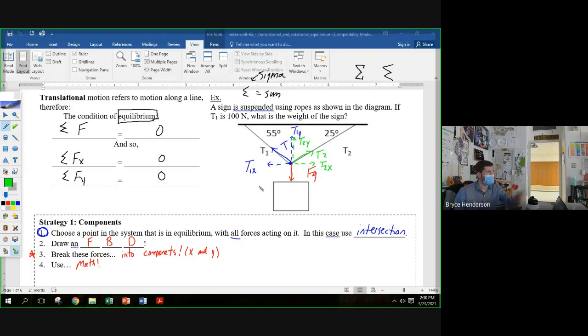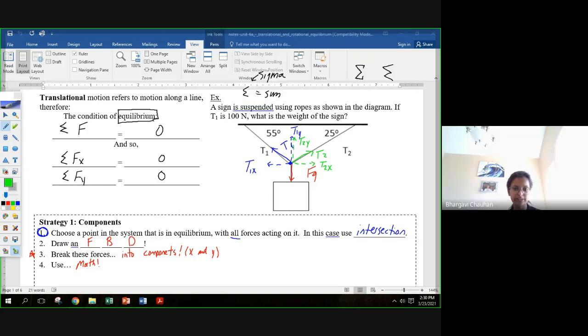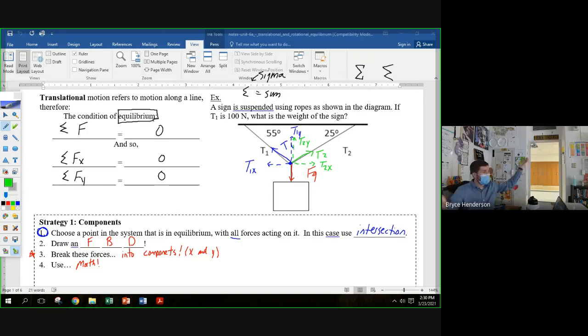Any ideas? We're going to set them equal to each other, because if they're the only two things pulling apart, they have to balance, right? And what do you notice about T1y and T2y? They're opposing FG, so those two added together equal FG. Ta-da, we're done here. So we're going to add these up and set them equal to FG.